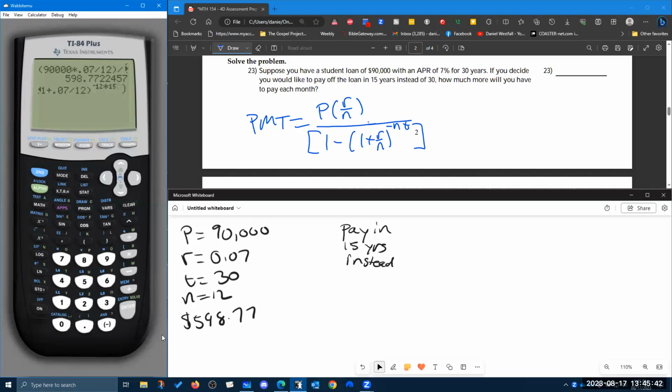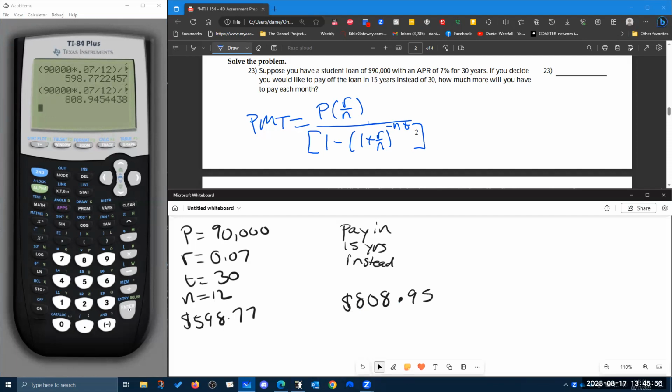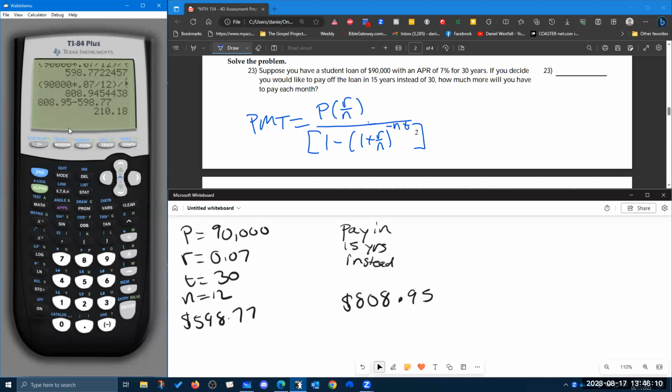If we come back, the only thing that we're going to change here is change this to 15 so we can try and pay it off faster. And we're going to instead have to pay $808.95. So we want to find the difference between those. 808.95 minus 598.77. Here's the difference here of $210.18.